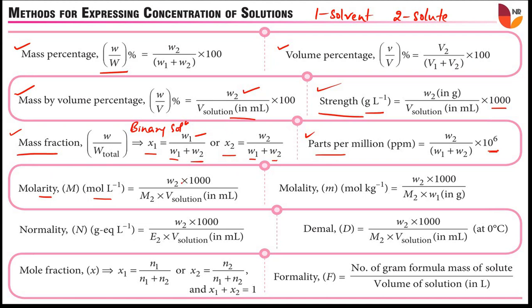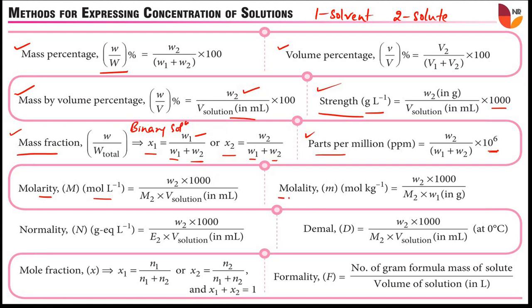And next, molarity. The unit of molarity is moles per liter. That is the weight of the solute into 1000, divided by the molar mass of the solute into the volume of the solution in ml. If the volume is in liters, it is not necessary to multiply by 1000.